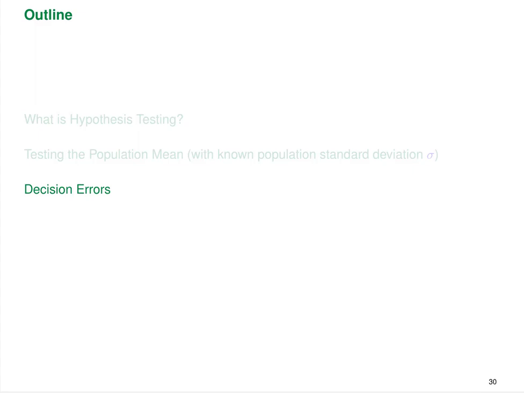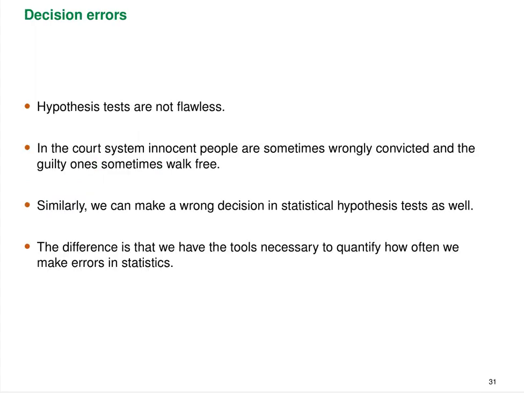In this part of the lecture, we are going to categorize different types of decision errors in conducting hypothesis testing. Hypothesis tests are not flawless. In the court system, innocent people are sometimes wrongly convicted and the guilty ones sometimes walk free. Similarly, we can make a wrong decision in statistical hypothesis tests as well. The difference is that we have the tools necessary to quantify how often we make errors in statistics.